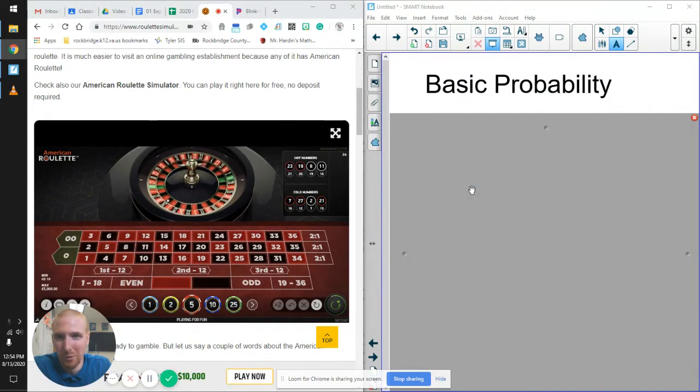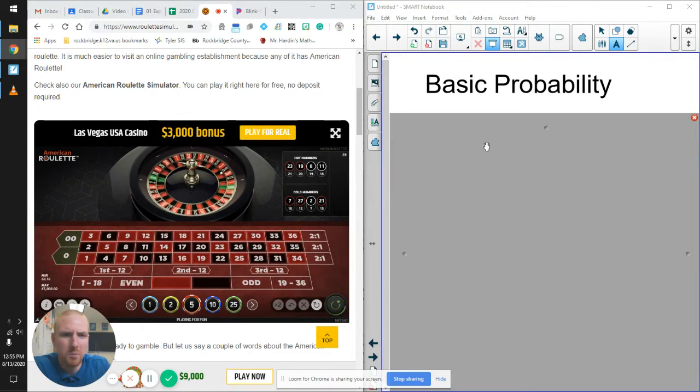Things like flip a coin. What's the chance it comes up heads? Well, there's two things that can happen, so it's 1 in 2. Or you roll a die. What's the chance a 2 shows up? Well, there's 6 sides and 2 is one of them, so 1 in 6. That kind of probability. So it's pretty basic.